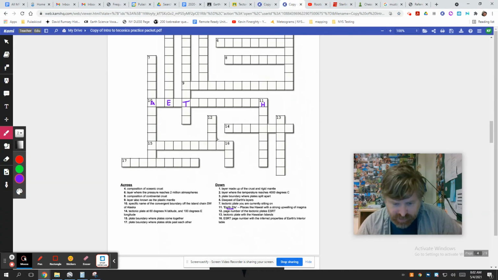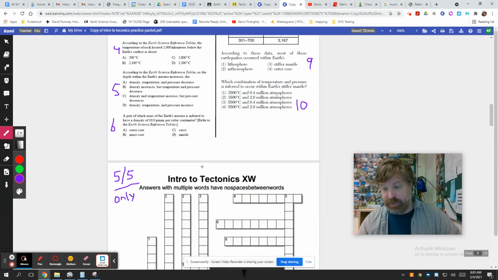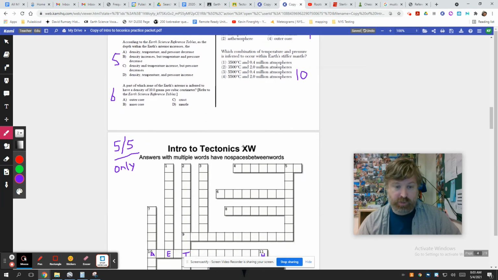Are there any other hard ones? I think that we should be able to get most of these. Look at that, ESRT page number. That's an easy one. You can do that. So bounce around here, try to find the easier ones, and I think you'll be okay. But again, this is really going to be 5-5 only, because that's our Wednesday work day, we'll start new stuff Thursday. But if you're still catching up to this, then we're not going to sweat this crossword.